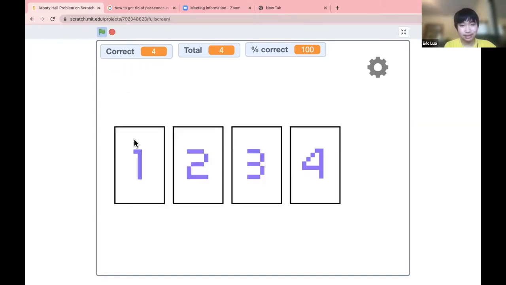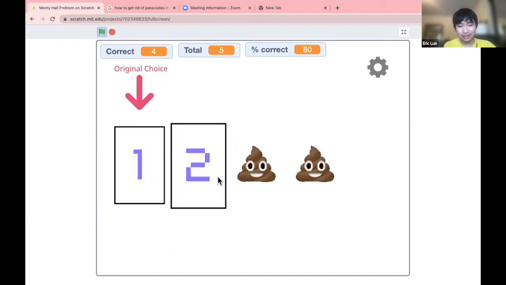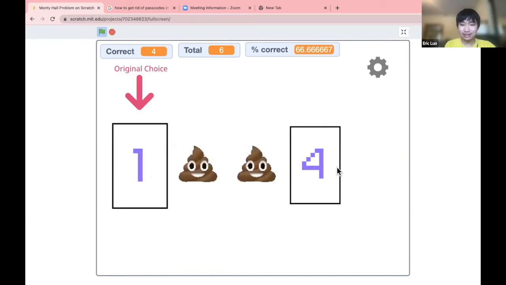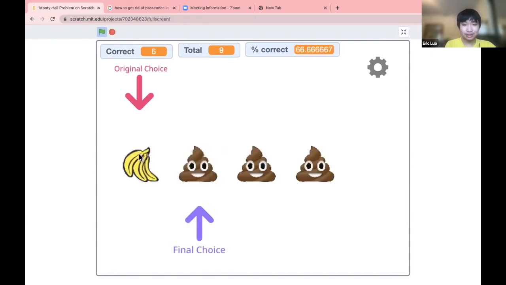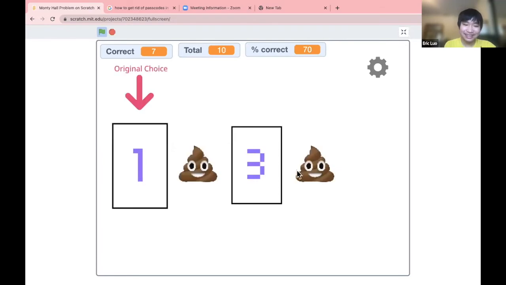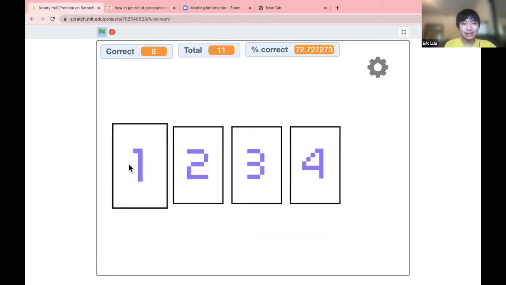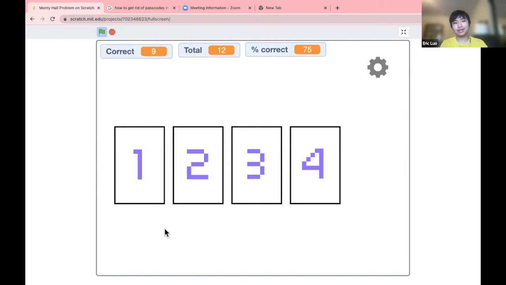Yeah, it's a pretty high chance of getting a banana. 80, 71, 76. Now we've done 12 trials, and we can see that it is 75%.